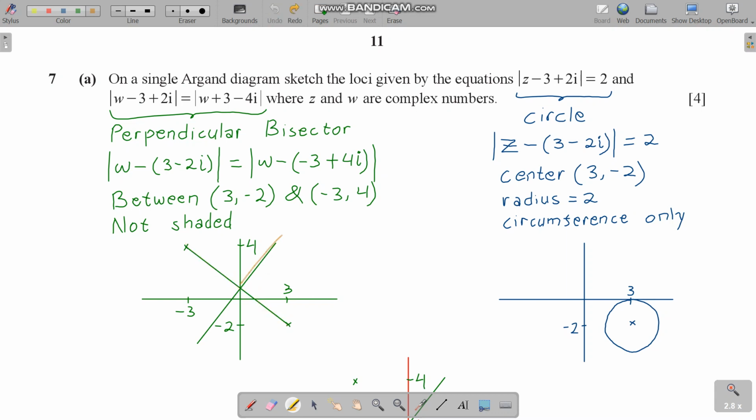So it's supposed to be around here. This is through the midpoint of these 2 points here. So the middle point is here. Okay, so for the second locus, we have only z on one side, so this is a circle. We have to use z minus something to identify the center.